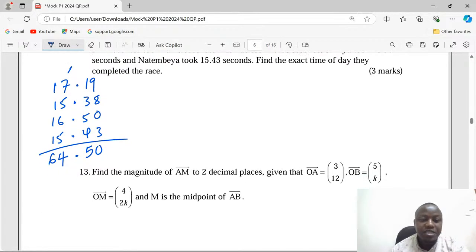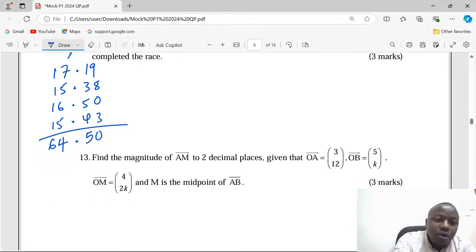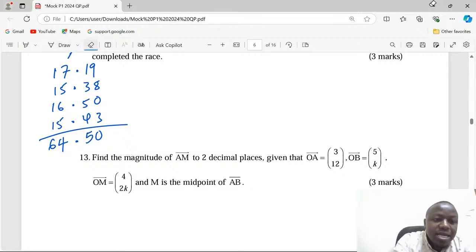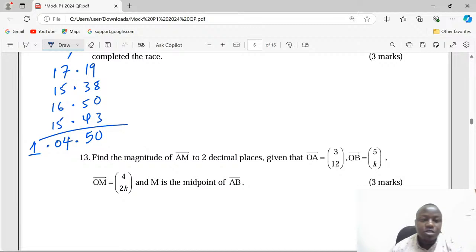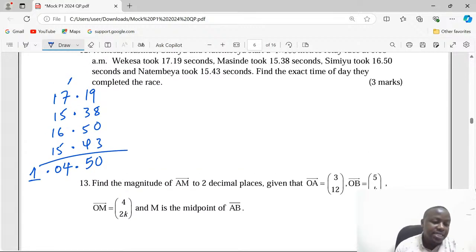and 50 centiseconds. Now, in the 64 seconds, something that you're supposed to know is that we only need 60 seconds to make a minute. Therefore, in the 64 seconds, we have already made a minute and 4 extra seconds. So 4 extra seconds will remain there, and we write our minutes here. So we have a minute, 04 seconds, and 50 centiseconds.